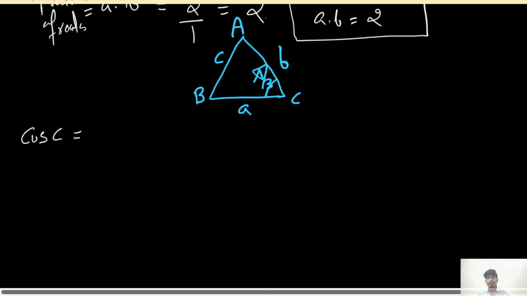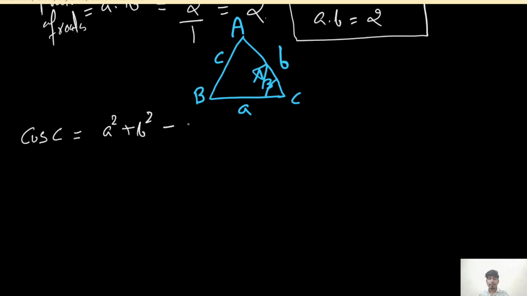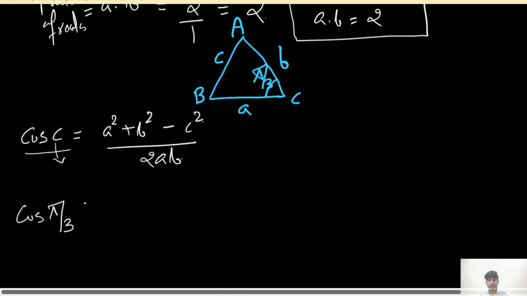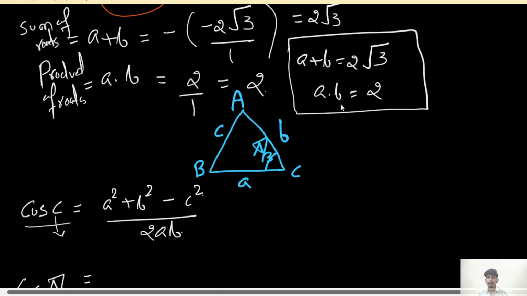What is the formula of cos c? It is (a square plus b square minus c square) upon 2ab. Okay students, then cos c is cos pi upon 3. Then simply cos pi upon 3 is (a square plus b square minus c square) upon 2ab. Here simply we find a square plus b square.